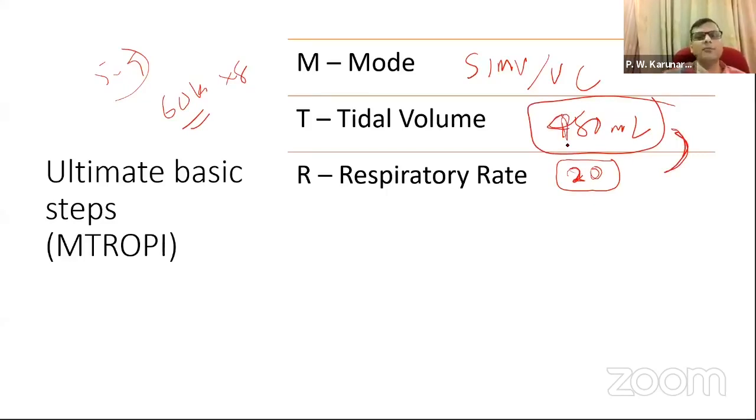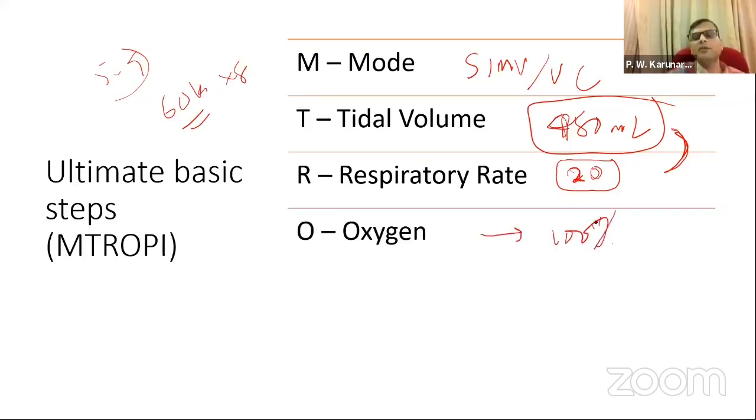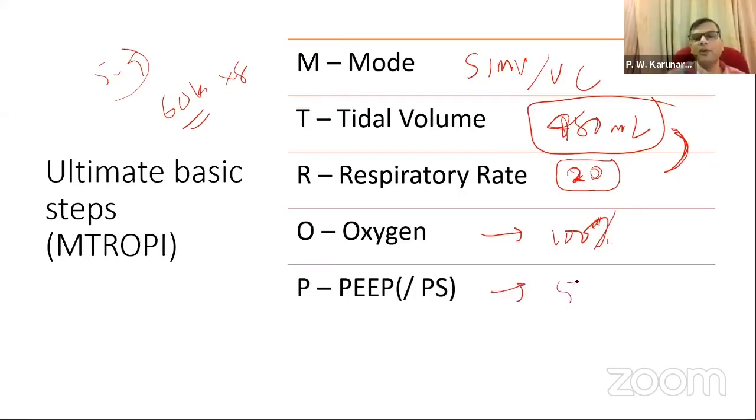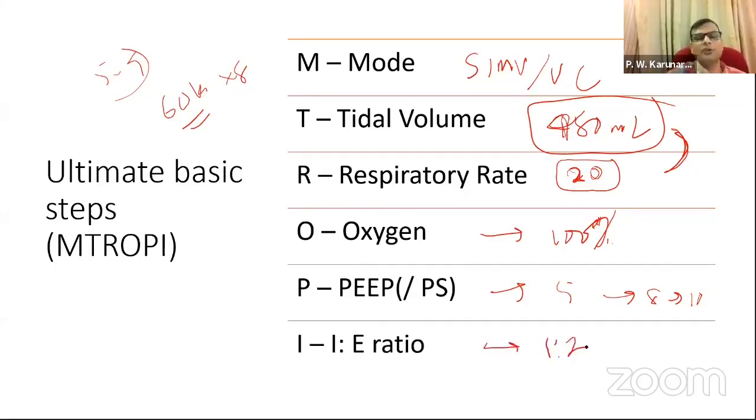So respiratory rate, tidal volume, oxygen: you start with 100% if you don't have a lot of experience, and then you set a PEEP of 5, and then you can slowly increase to achieve more and more oxygen saturation. For the I:E ratio, if you don't know, set it to 1:2. If you can't find it, just leave it alone. So that is the simple, ultimate basic steps.